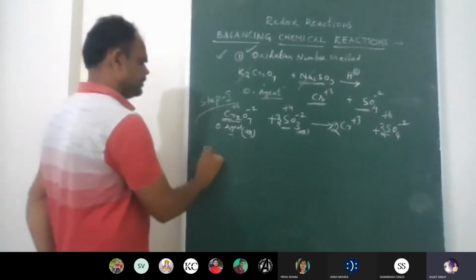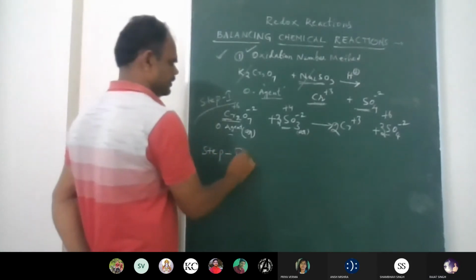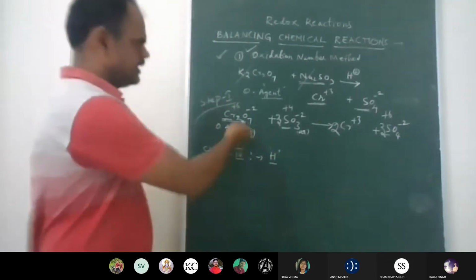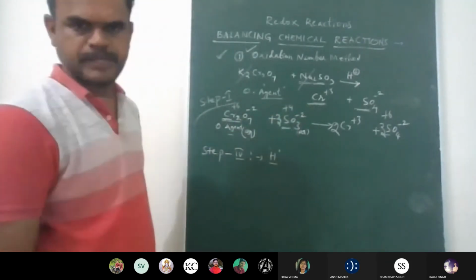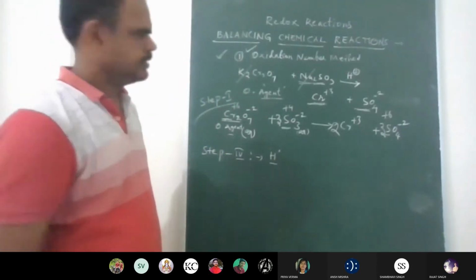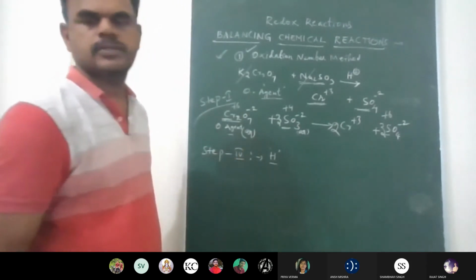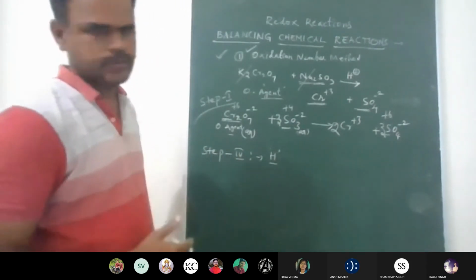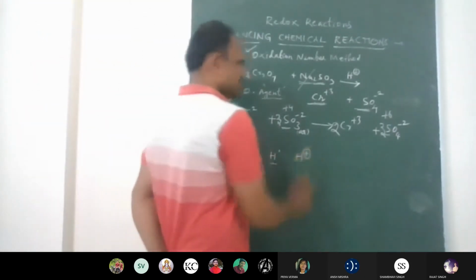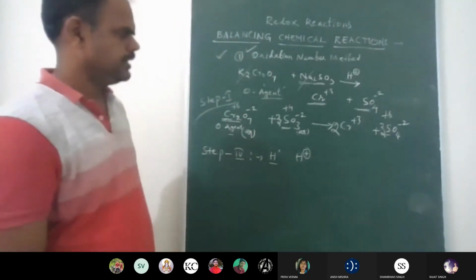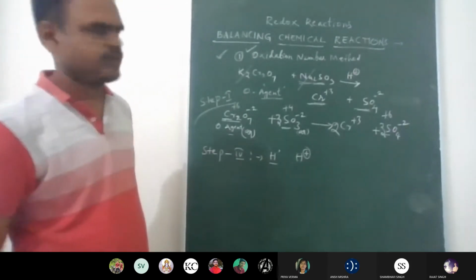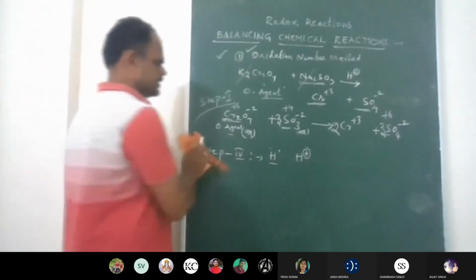Okay. Step 4, what to do? In step 4, balance the hydrogen atoms. But in these, hydrogen atoms are not present. But this reaction is happening in acidic medium. So H plus ions are participating also. And if we want to use H plus ions in this equation, so we should find out the charges.